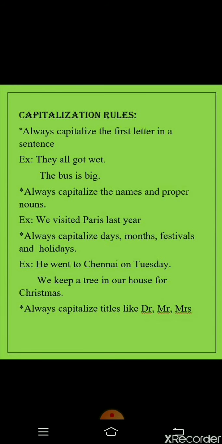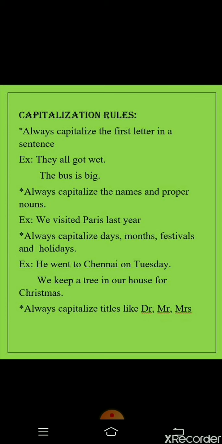So are you clear with this, darling? Shall we go to the next one? Okay, so the last and the final punctuation is capitalization. Capitalization is where you have to use a capital letter or uppercase letter. There are 4 rules for this. We will see them one by one.